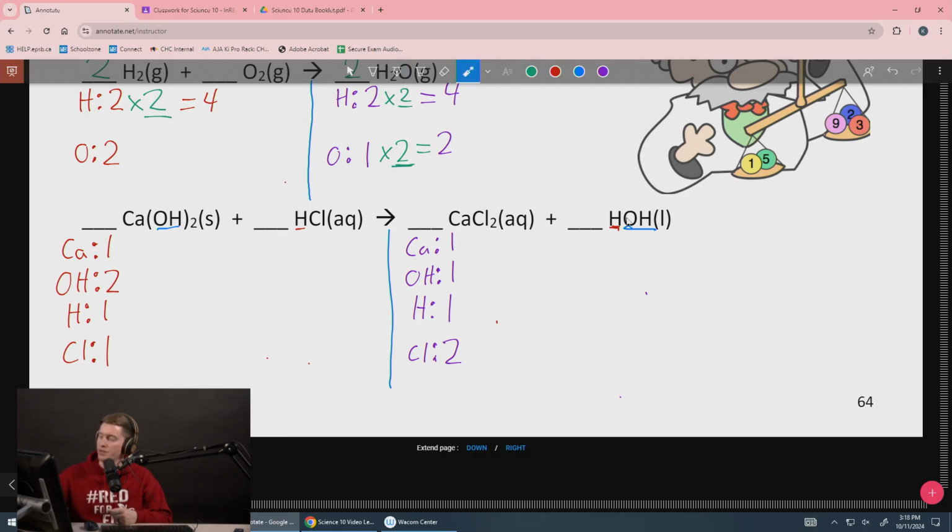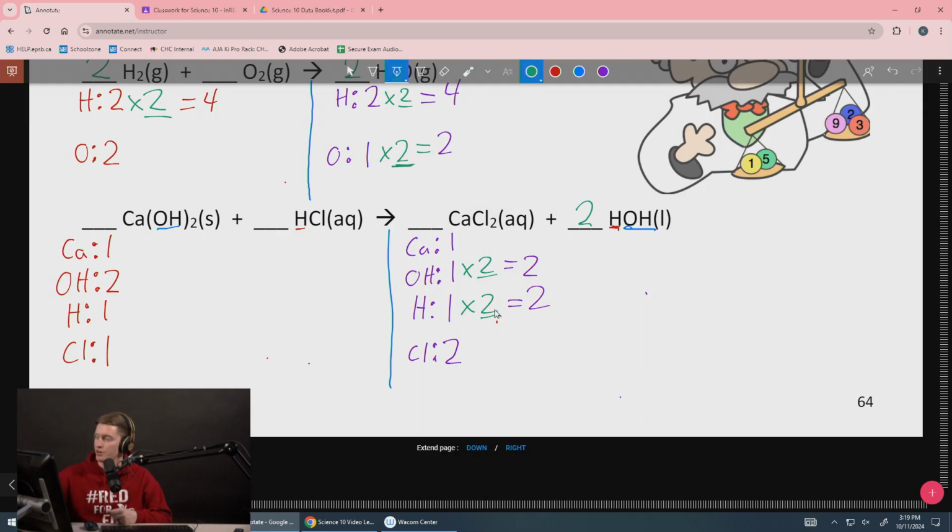So I go to the thing that has hydroxide in it, which is this water. I need to multiply it by 2 so that I get to 2 hydroxides. I have 2 on this side, I need to get to 2 on this side. But if I add in this 2, it needs to go in as a coefficient. This 2 doesn't just multiply the hydroxide, it also multiplies the hydrogen. So now I have 2 hydroxide, 2 hydrogen.